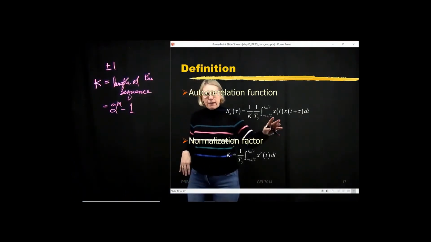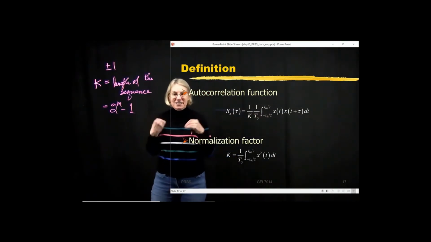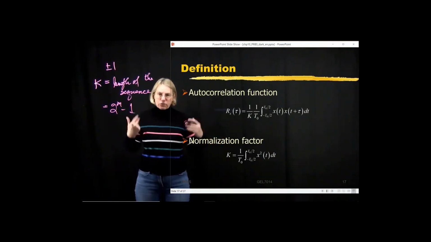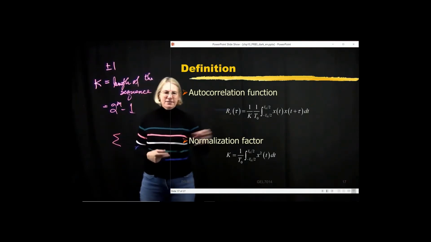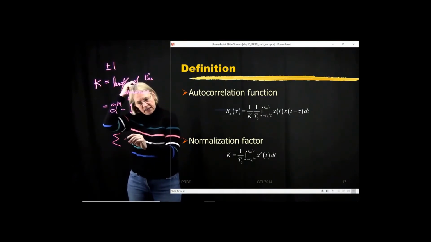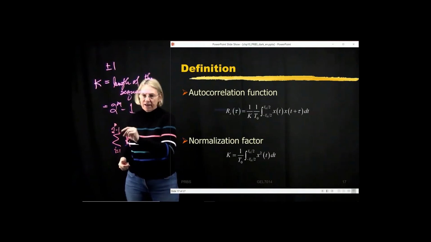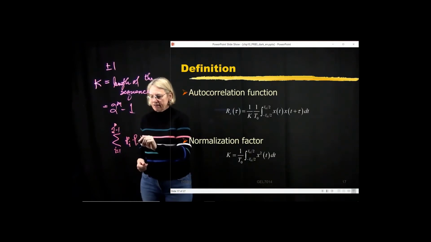In this case, I'm going to do the exact same operation here, only I'm going to take the function multiplied by a delayed version of itself, and integrate over that. And this discrete version that I'm going to show you now is really like summing instead of integrating. I'm going to sum over all of the elements in the sequence, and when I do that, it will be with the delayed version.